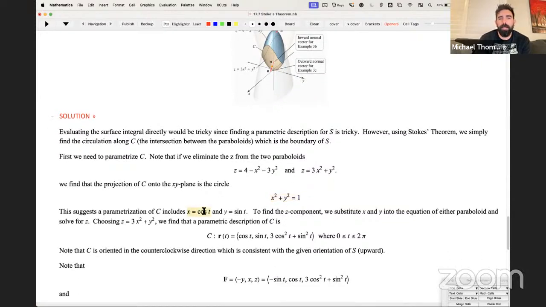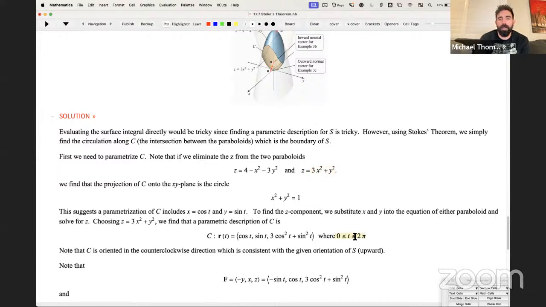So we definitely have the x and y components of our parameterization. But what we don't have is the z component. That's fairly easy to get because it has to satisfy both surfaces. So pick one and then just plug in your x and y values. It doesn't matter. You could pick the other one too, but I picked this one, and just use that for your z component, and you're good to go.